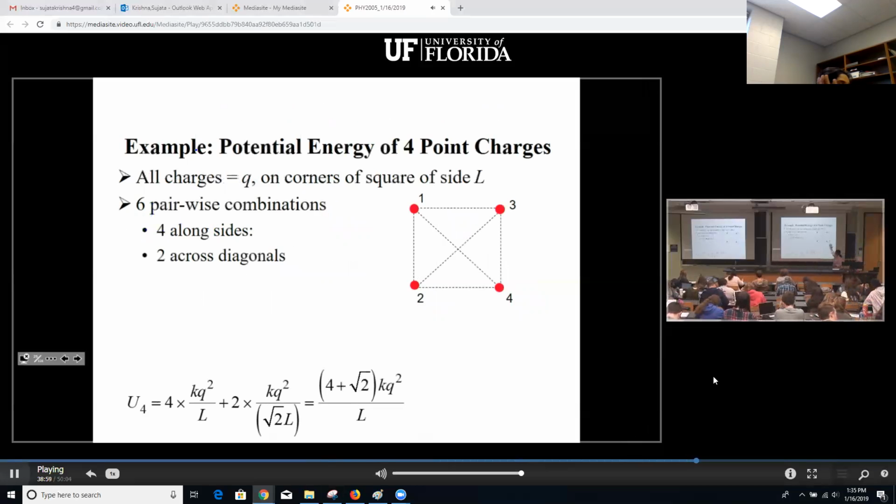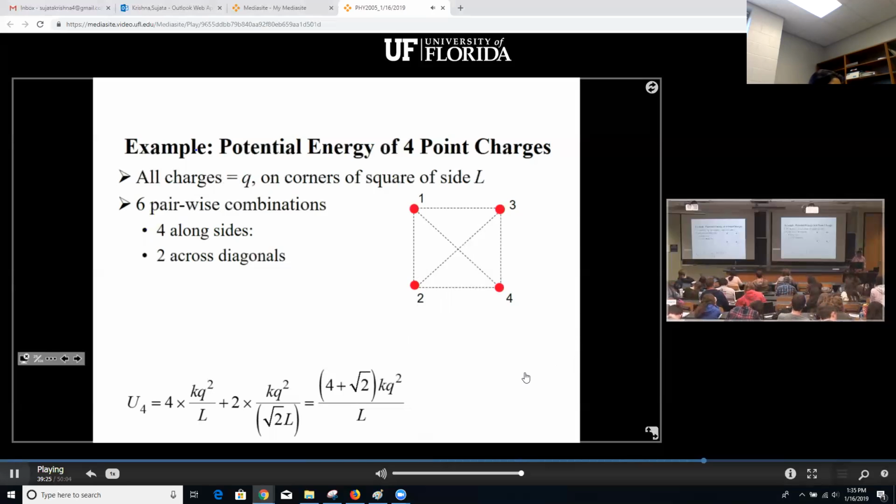Now we're going to do an example which has 4 charges sitting at the vertices of a square. The square is of side L, so all of these sides are length L. So how many interactions do we have? We're going to look at that first. Remember, everything can interact with everything. So we want the potential energy of this configuration of 4 charges.